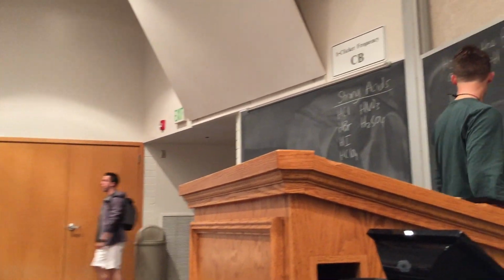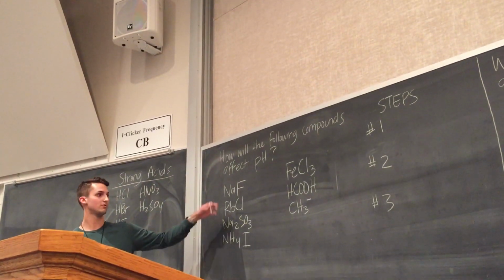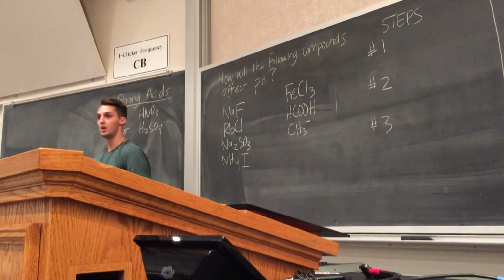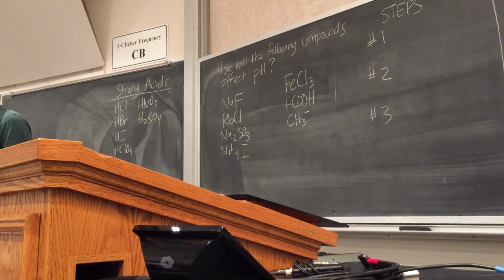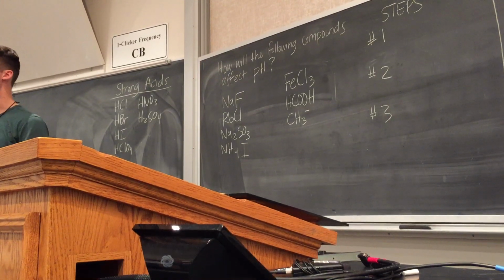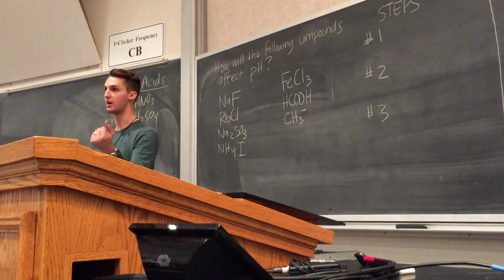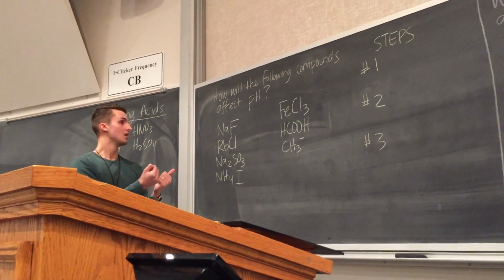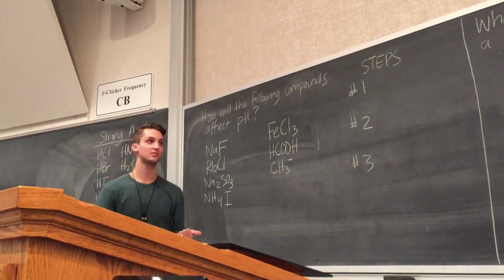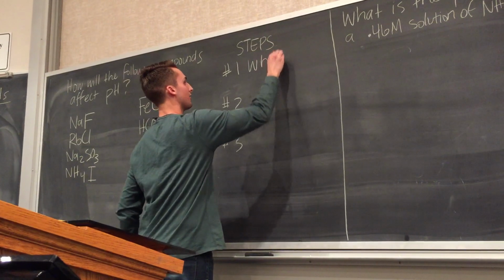So, step number 1, when you encounter a salt, so here's the salt that we're going to do. Some of them are salts, some of them aren't. What is a salt? It's an ionic compound. I have a cation there, and I have an anion there. There's a plus charge and a negative charge complexed together, an ionic compound. So the first thing we have to do when we encounter a salt is ask ourselves, step number 1, what are the ions?